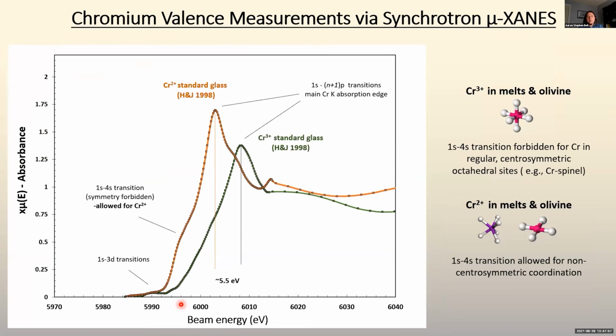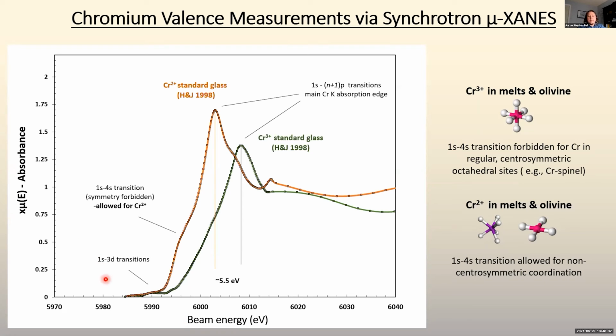So anyway, this is what a chromium K-edge XANES spectrum actually looks like. Over here, we've plotted X-ray absorbance as a function of incident beam energy. To make these measurements, essentially we take a focused beam of several microns and we modulate the incident energy of that beam as it's illuminating the sample. And then we measure via fluorescence the absorbance as a function of energy.